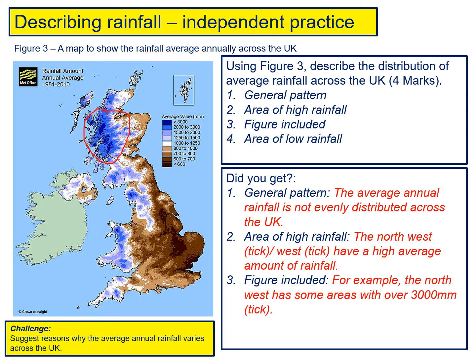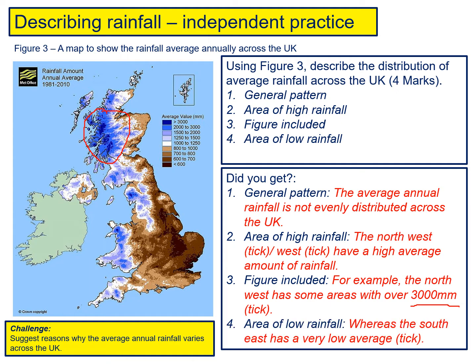Can you give some data for that? Well, yeah, the northwest has some areas with over 3,000 millimetres of rain a year. Areas of low rainfall, which is the southeast, so down here, for example, get the least amount of rain a year. Can you try and think of some reasons why this happens? Why is there such a difference between the northwest and the southeast? Try and do that for the challenge.